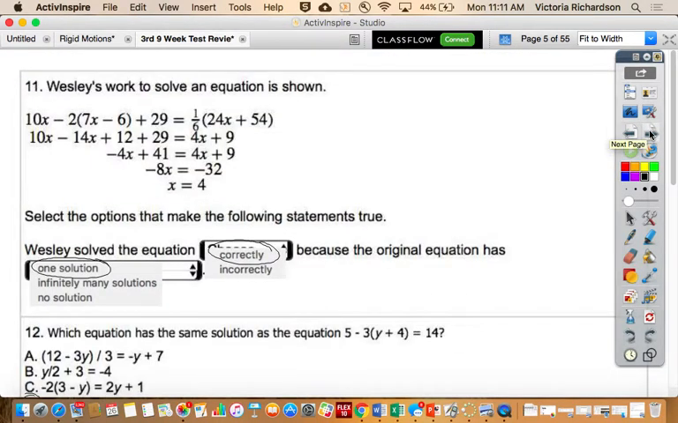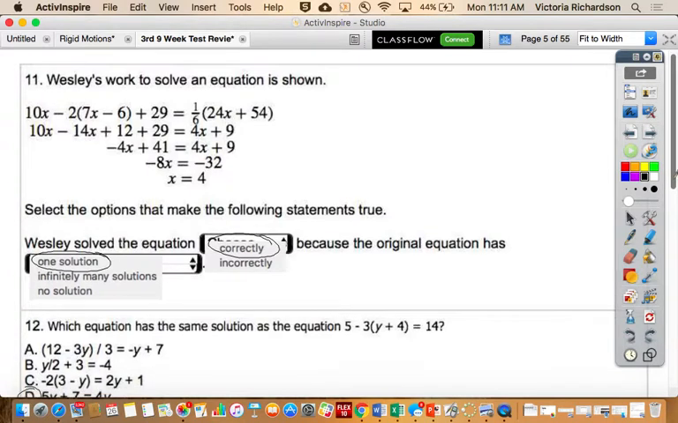Let's look at number 11. So it says Wesley's work to solve an equation is shown. Select the options that make the following statements true. So if we look at each step, Wesley solved the equation correctly because the original equation has one solution. So those would be your answers to that. And you can double check his math and look at every part of it. You have to be able to do solving the steps of an equation.